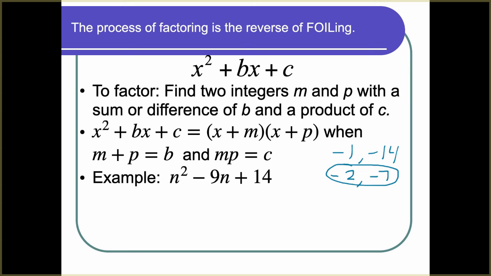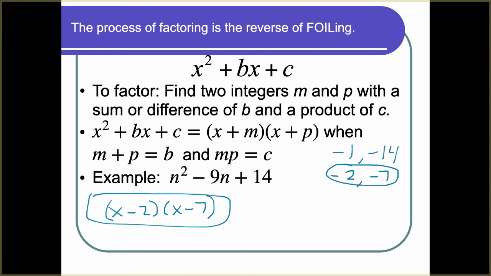Then we write them in our factored form, x minus 2 and x minus 7. That is my factored form. We find the numbers that multiply to c and add up to b. That is the key when we have a leading coefficient of 1, so it's just an x squared term. There's not a 2x squared or a 4x squared. When it's just x squared, we look for the numbers that multiply to the last term and add up to the middle. And then we rewrite it in our factored form as two binomials.